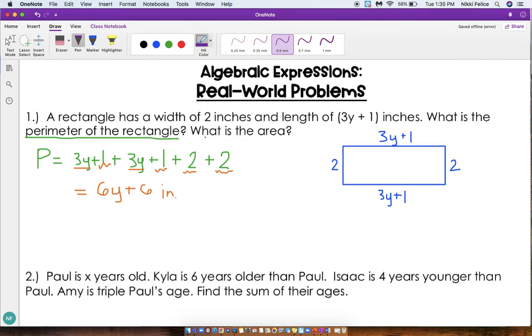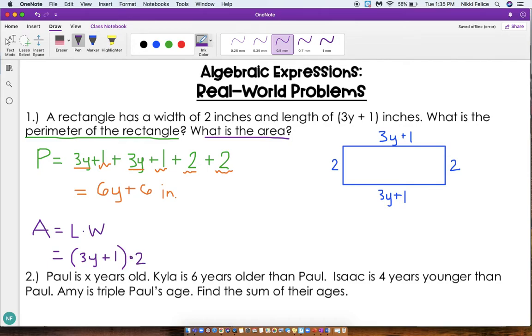Now, I want to know what is the area of the rectangle. Well, don't forget that the area is when you multiply the length and the width, or multiply the width times the length. So in this case, what would that be? It'd be 3y plus 1 times 2, or 2 times 3y plus 1, however you want to write it. 3y plus 1 times 2.